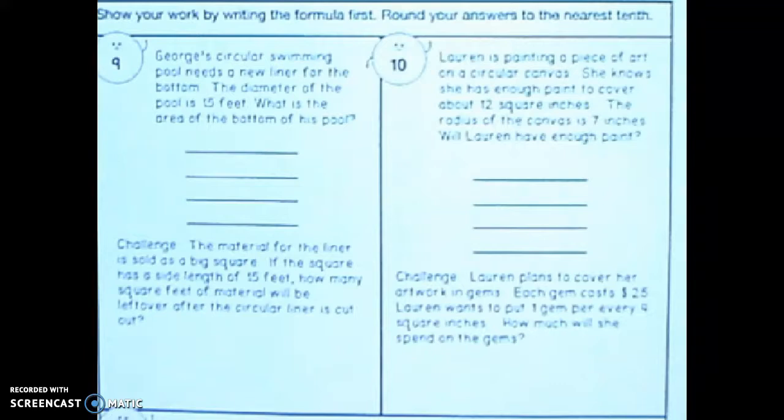All right, let's try a word problem. Number 9, George's circular swimming pool needs a new liner for the bottom. The diameter of the pool is 15 feet. What is the area of the bottom of the pool? So area equals pi r squared.